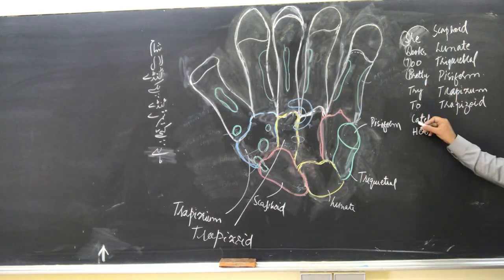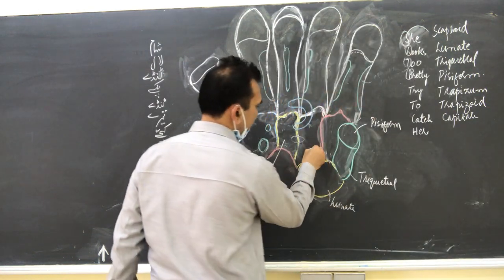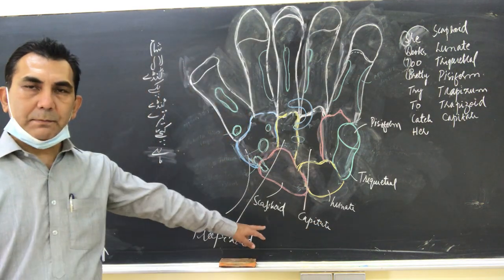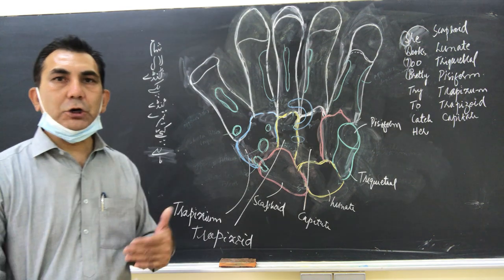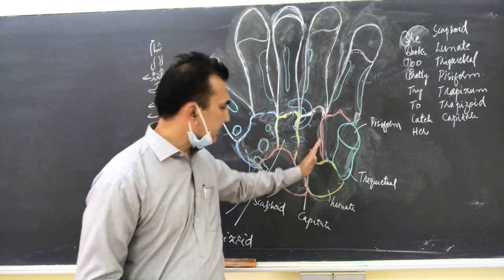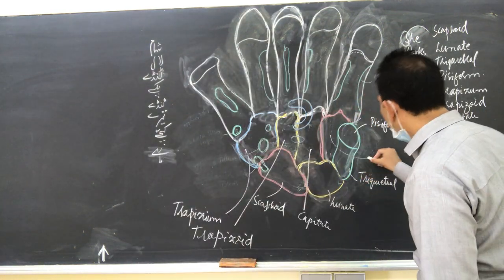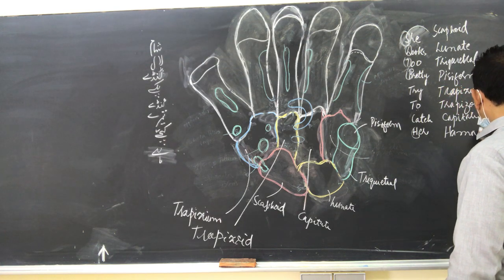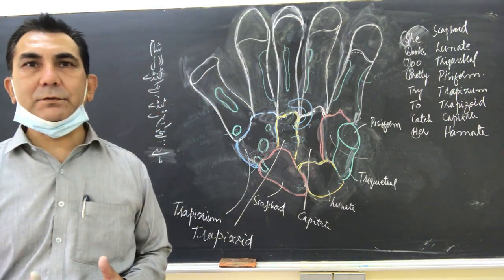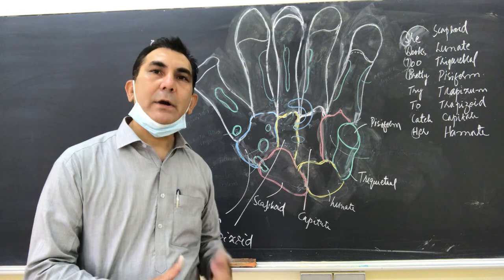Then C is for capitate. The capitate is the third bone in the second row, the distal row, from the lateral side. And H for her is the last one, the hamate. So to memorize these eight carpal bones, the mnemonic sentence written over here is: She looks too pretty, try to catch her.